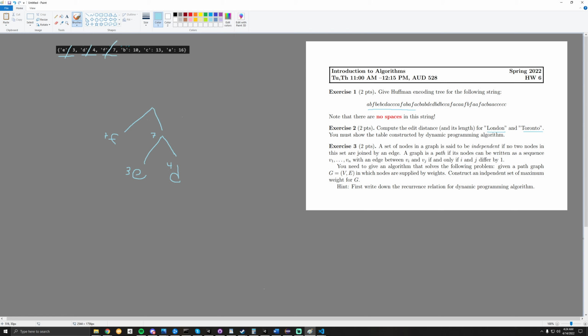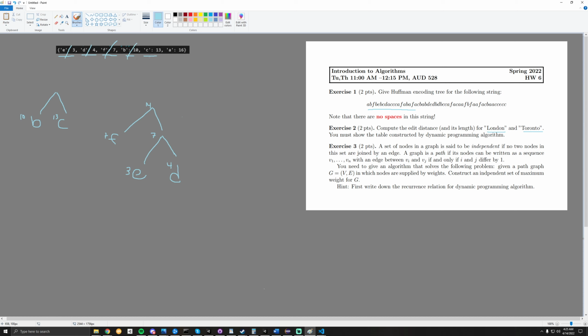And now this one's taken care of, and we look at the next 2 lowest. So 7 plus 7 gives us 14. So this has a total weight of 14 so far. Now we look and we've got 14, 10, and 13. Well, 10 and 13 are the 2 lowest, and they're both lower than 14. So we'll come over to the left, and we'll draw our B and our C. Our B has a value of 10, and our C has a value of 13. And we'll continue adding to this tree.